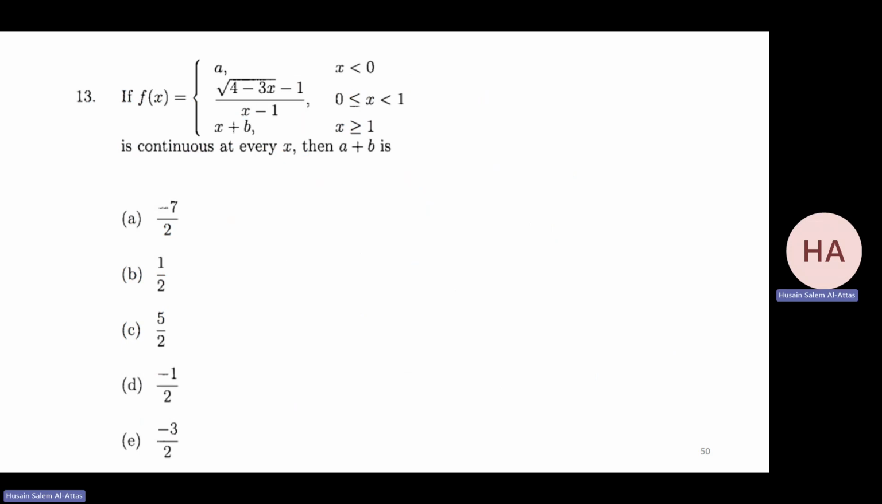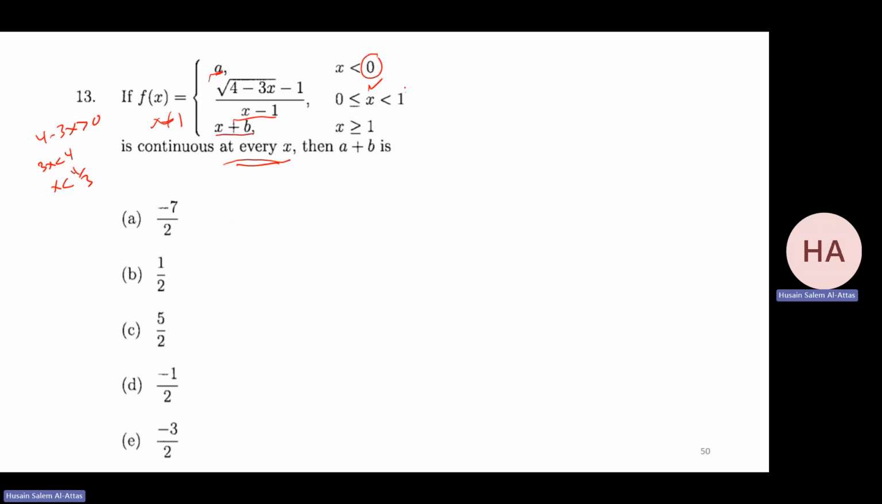Now I say the function is continuous for every x. Notice here, I need the condition x not equal to 1, and 4 minus 3x positive, which means 3x less than 4, x less than 4 over 3, which is correct in this case. The rest is continuous everywhere. This one is continuous, this one is continuous, nothing to worry about.